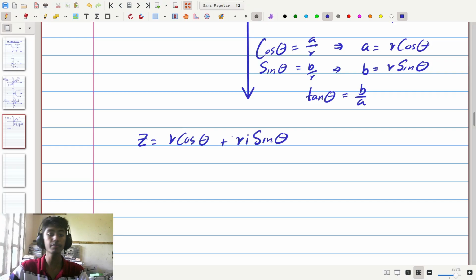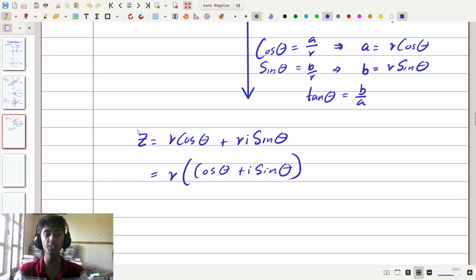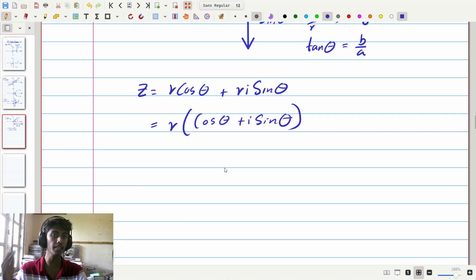Now if we factorize out the r, we get r times, on the inside, cosine theta plus i sine of theta. And this is the general polar form that we can expect a complex number to be in. Given an angle theta and a radius r, the given complex number relative to that is going to be equal to r times cosine theta plus i sine theta.